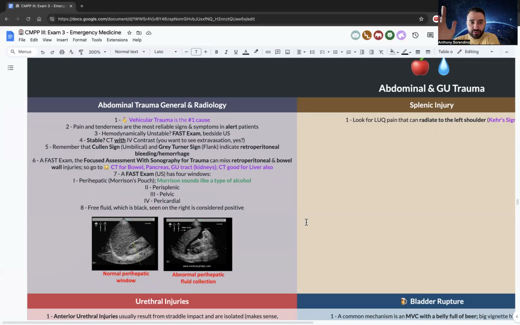However, it's not good at seeing things. You can't see the pancreas, right? Can't see the pancreas. You can't see the kidneys. Those are like the big ones. So a CAT scan is going to be better for pancreatic and for kidney issues.